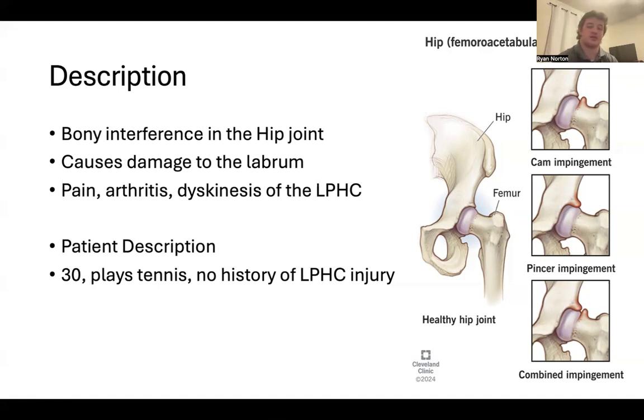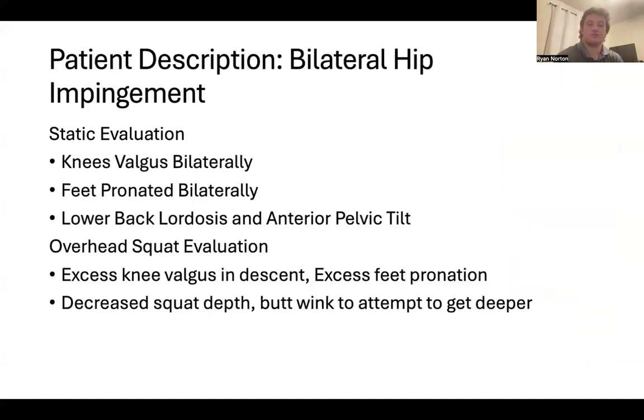The patient that we will be using today is 30, plays tennis, no histories of lumbo-pelvic hip complex injury. However, he does present with bilateral hip impingement. In static evaluation, we see knees valgus bilaterally, feet pronated bilaterally, lower back lordosis, and anterior pelvic tilt. In the overhead squat eval, we see excess knee valgus in the descent, excess feet pronation, but we see decreased squat depth, and we see the butt wink to attempt to go deeper because of that anterior pelvic tilt.